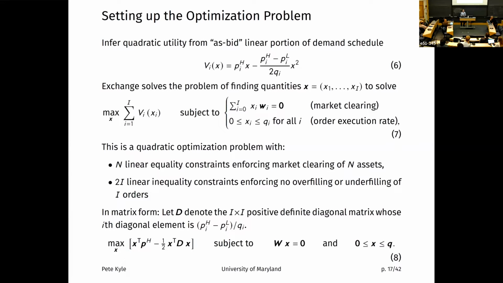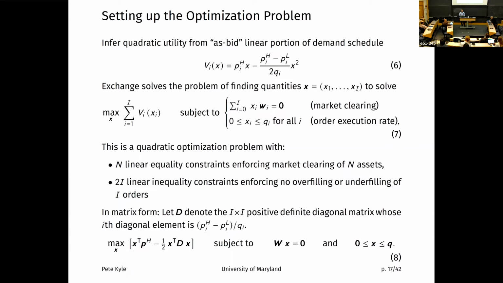Okay, now we're going to maximize the sum of these quadratic utility functions. That's equation 7, subject to some constraints. Constraint number 1 is the market clearing constraint. So 500 markets have to clear simultaneously. And then number 2 are the constraints on the order that say the quantity you trade, in terms of portfolio units, can't be less than 0, and it can't be greater than Q, the number of portfolio units that was the maximum on your order.